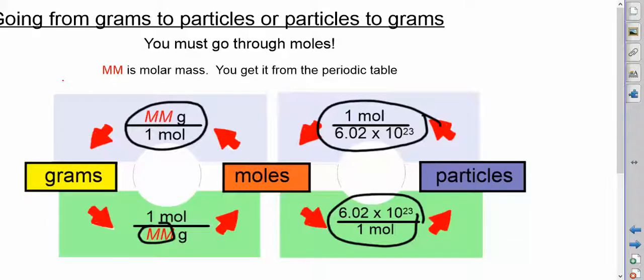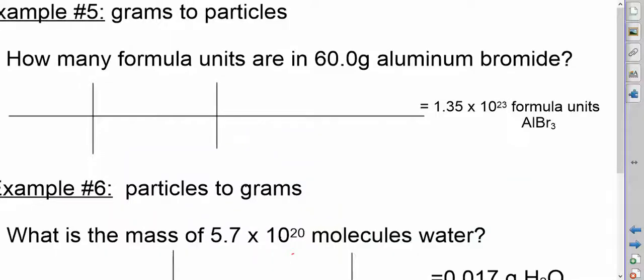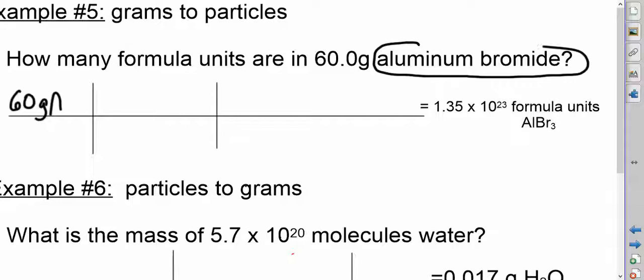Now let's try one of those problems where we put the two steps that we just learned together. How many formula units are in 60 grams of aluminum bromide? Write down our given. First of all, we have to write the formula for aluminum bromide. Remember to do that. Write your element symbol and its charge. And then you cross over the charges, so the formula is AlBr3.